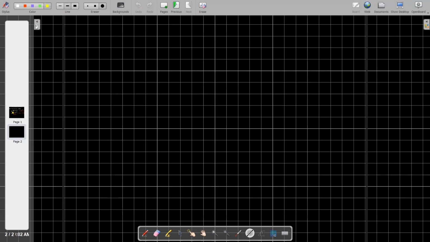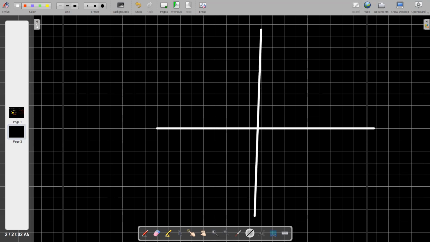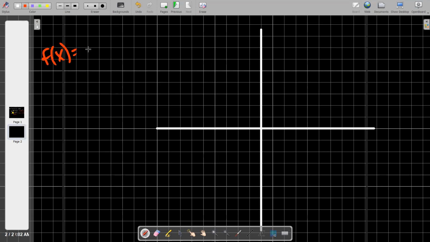So let me throw in some axes for you here, and let's make a graph. As always, the most difficult challenge will be the actual making of the graph to not look bad, right? It's always the hard part. So let's say we had a function, we'll call it f of x, y equals whatever. Let's do -2 times (x + 3) squared plus 5.